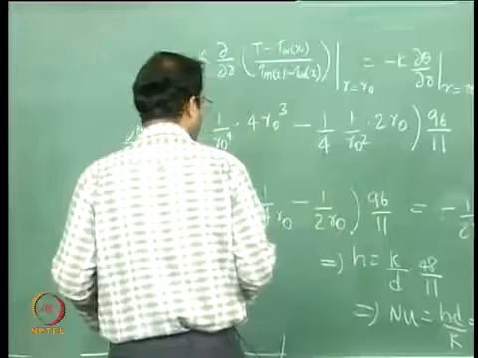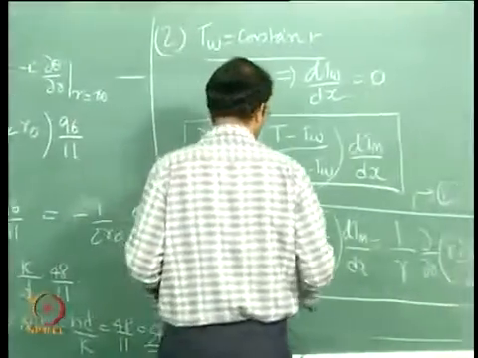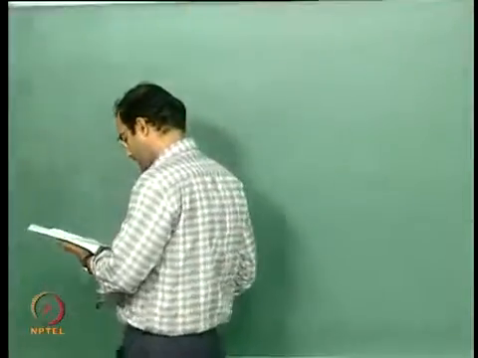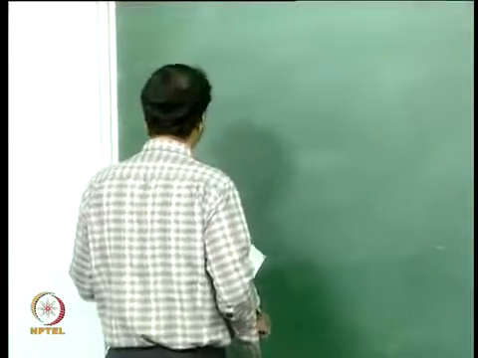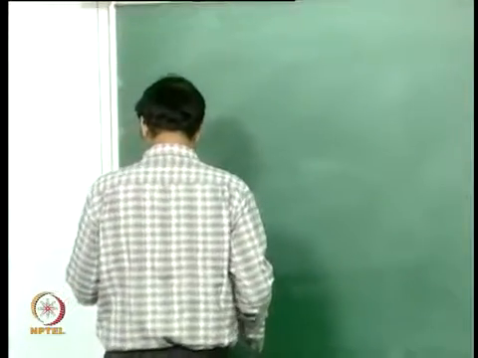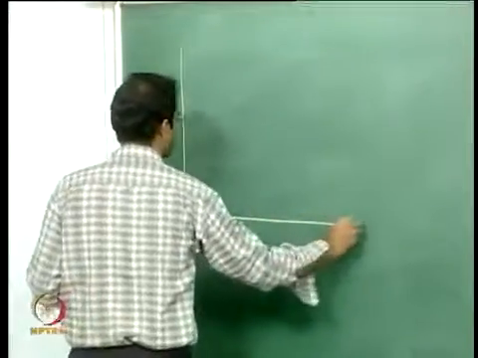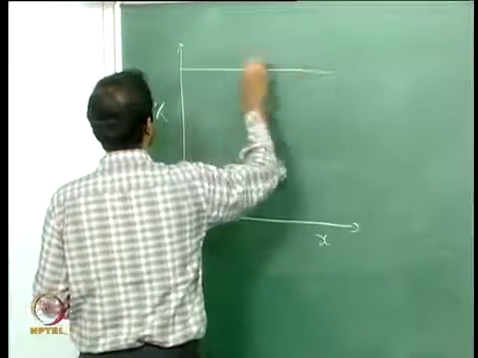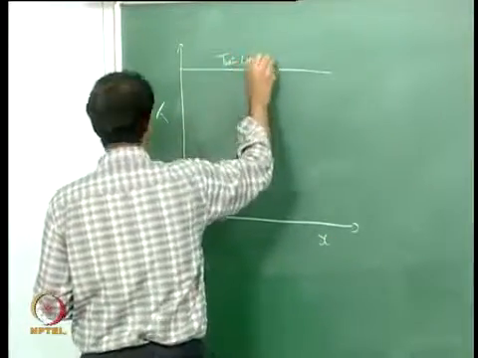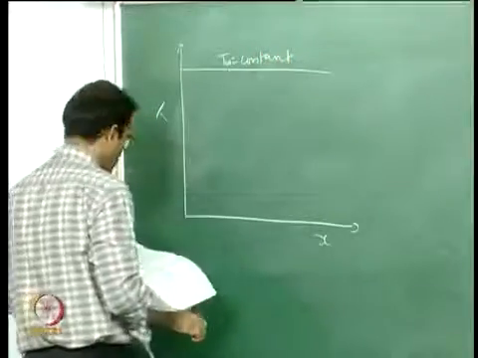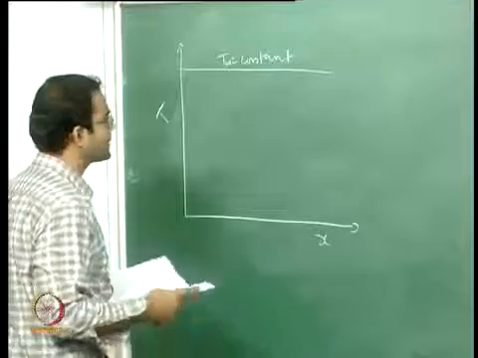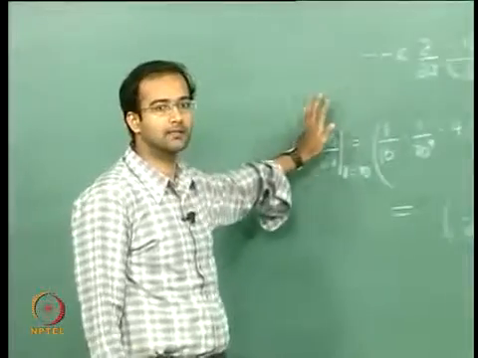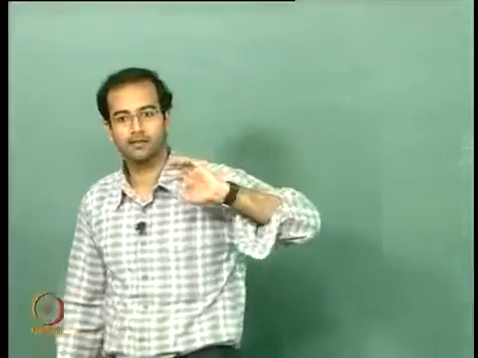Before going into the shooting technique, we have to get appropriate expressions for dTm by dx. So to do that we will do a small energy balance. Let us look at the profiles of temperature T as a function of x. Of course your wall temperature is now a constant. Now you want to know how the mean temperature is varying. Earlier wall temperature, mean temperature and temperature at any location were just straight lines with equal slopes. So now it is not the case.